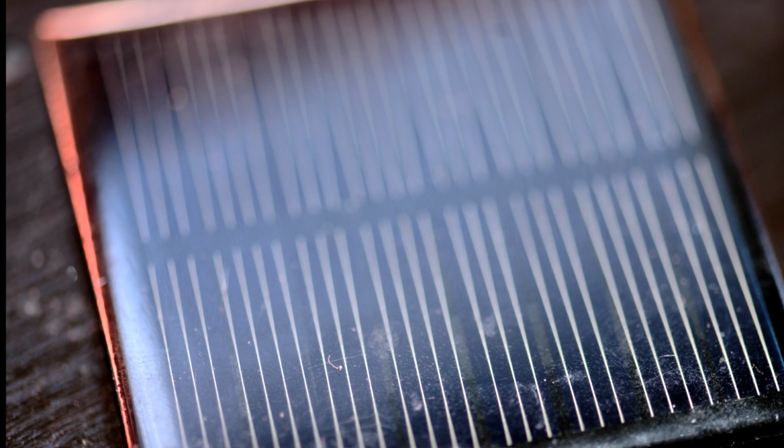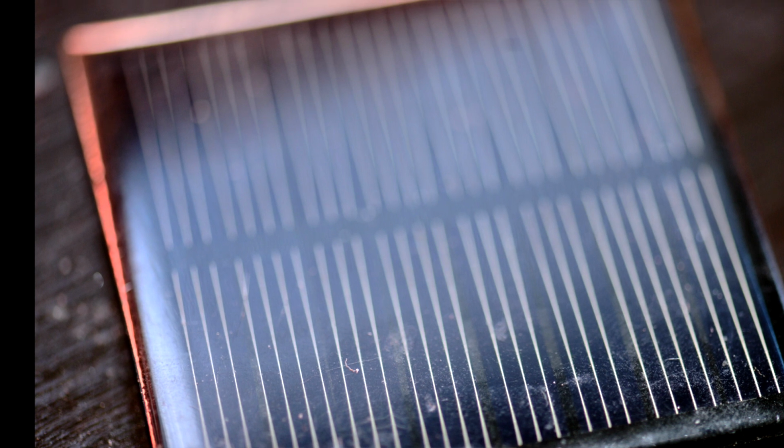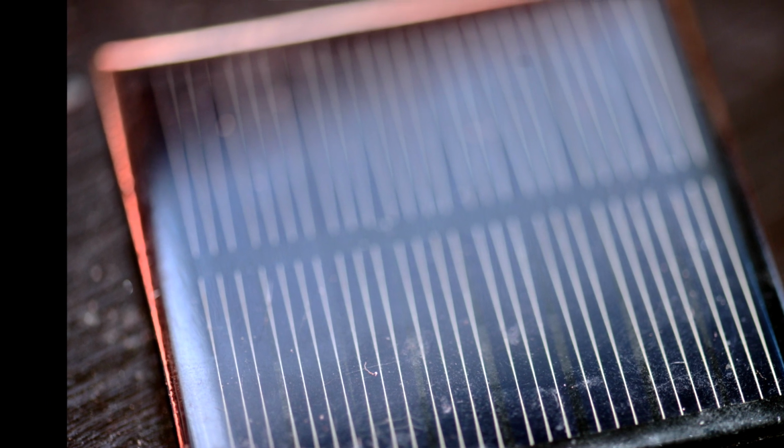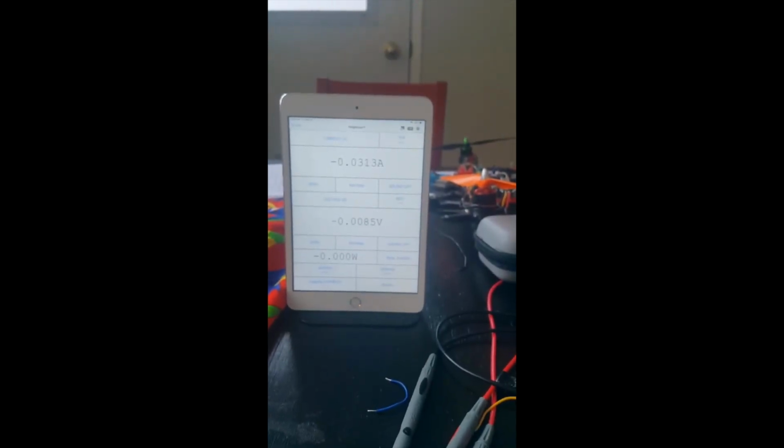So if I'm looking at two columns, which are actually two strings, shading one string should only drop the short circuit current by half. Okay, so let's test that. I have this guy shorted through my multimeter, and I have this light, which as you can see runs in parallel to the column. Let's put all of it in the light and see what our short circuit current is. Let's focus the camera. I'm getting a short circuit current of about 31 milliamps.